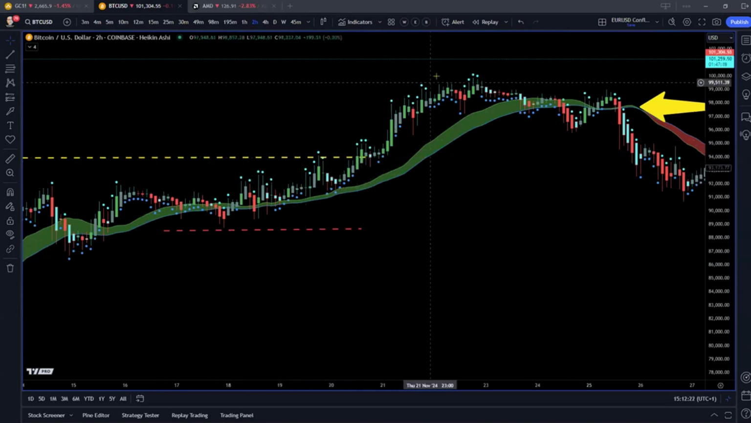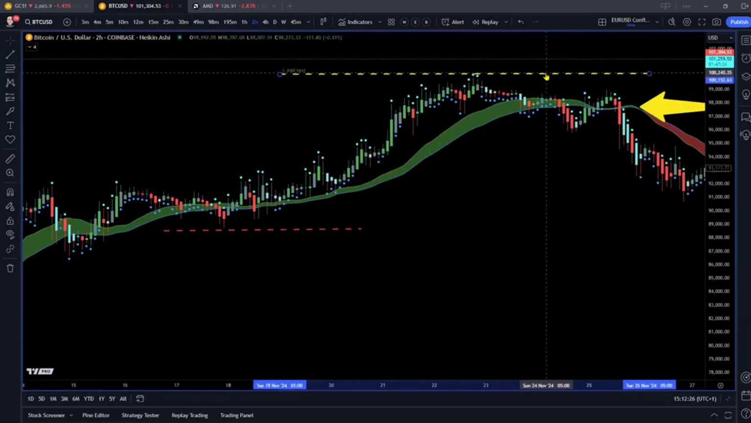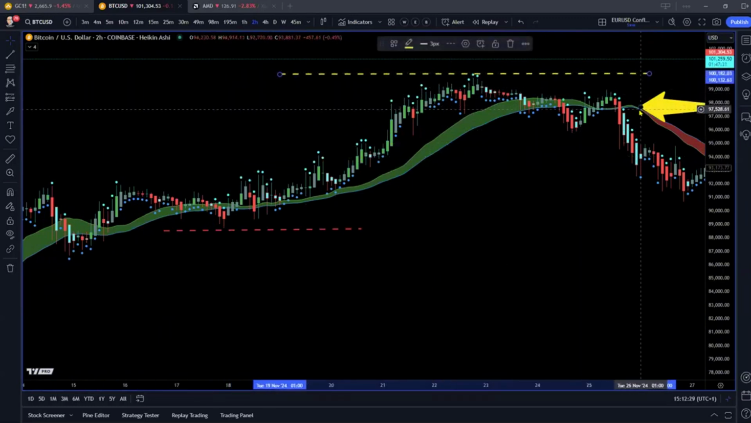Then we pull back, and we've got another pivot really formed up here when we go to pull back. It never breaks there, but the manager tells me to get out at this point here at $97,000. Does that make sense, Otis? Yeah.